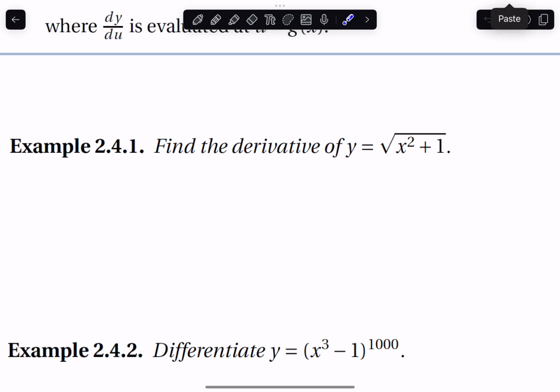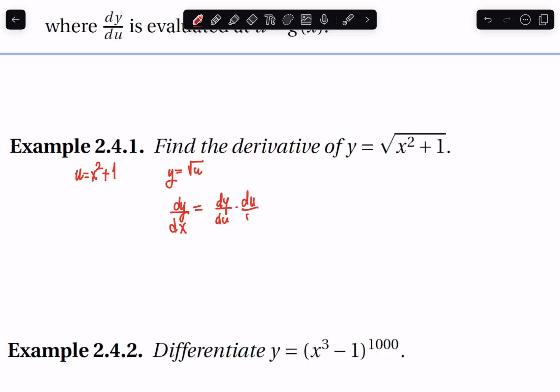Okay, let's take the derivative of this square root function. We can define variables for this. So let's say u equals x squared plus 1, and so y equals square root of u. So when we take the derivative of y with respect to x, we first write dy over du times du over dx.